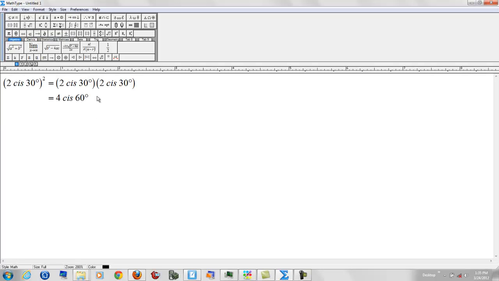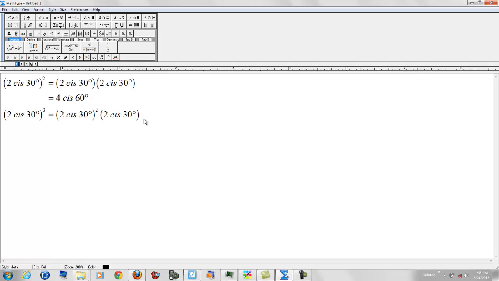Now, what if I want 2 cis 30 degrees to the third power? Simply change the power to 3. Well, that just means 2 cis 30 times 2 cis 30 times 2 cis 30. But I already know what 2 cis 30 times 2 cis 30 is. I have that as 4 cis 60. So I'm going to write this as 2 cis 30 squared times 2 cis 30 to the first.